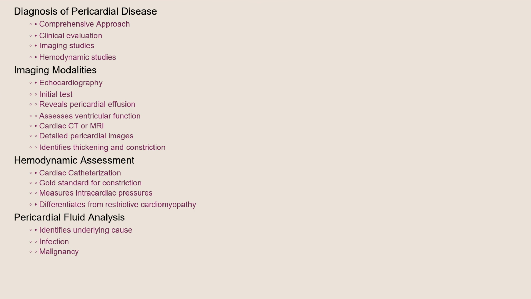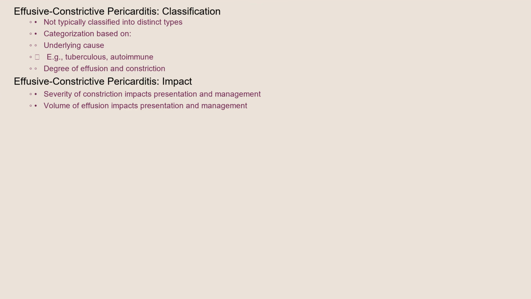Pericardial fluid analysis may be performed to identify the underlying cause, such as infection or malignancy. Effusive-constrictive pericarditis isn't typically classified into distinct types, but can be categorized based on the underlying cause, for example tuberculosis or autoimmune, or the degree of effusion and constriction. The severity of the constriction and the volume of the effusion greatly affect the presentation and management.